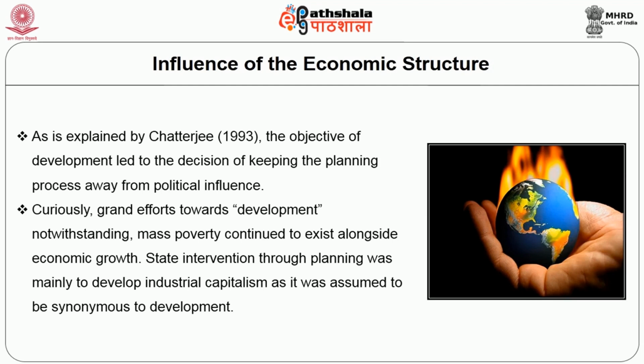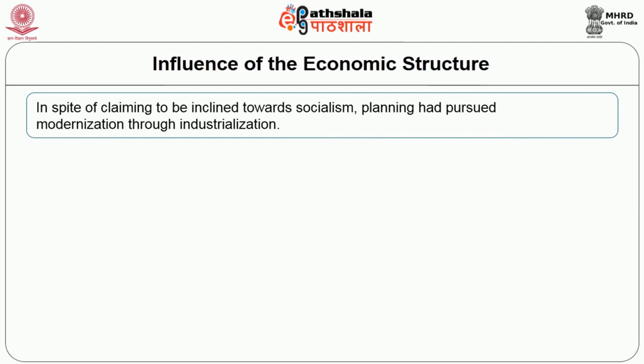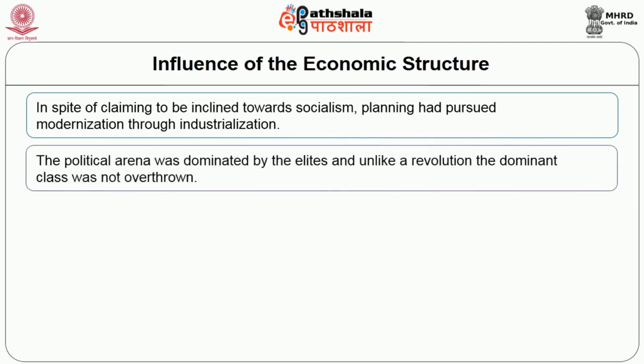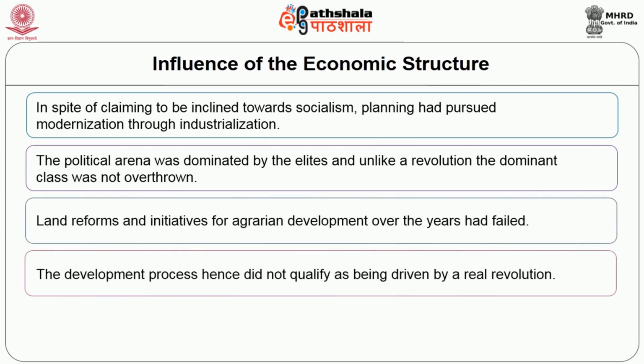State intervention through planning was mainly to develop industrial capitalism, as it was assumed to be synonymous with development. In spite of claiming to be inclined towards socialism, planning had pursued modernization through industrialization. The political arena was dominated by elites. Unlike in a revolution, the dominant class was not overthrown. Land reforms and initiatives for agrarian development over the years had failed. The development process hence did not qualify as being driven by a real revolution.